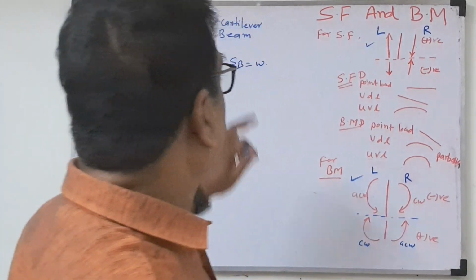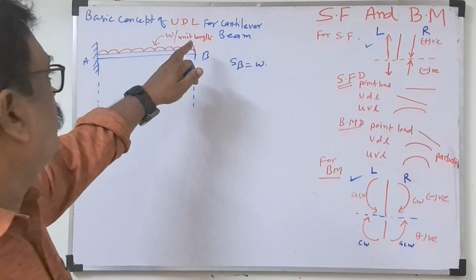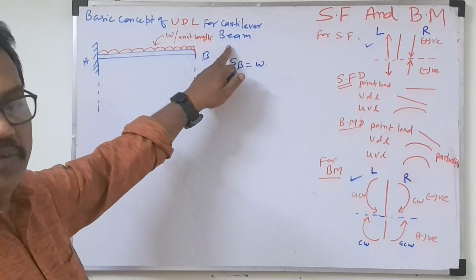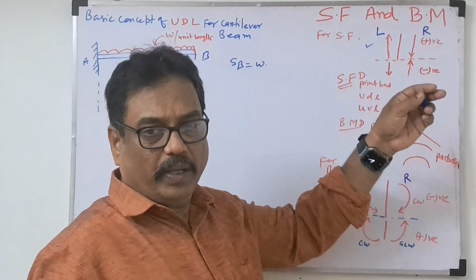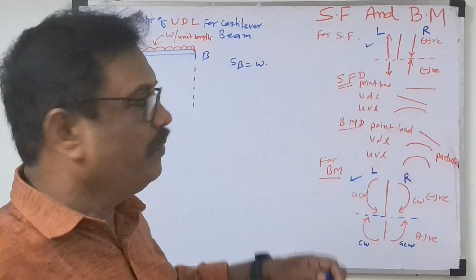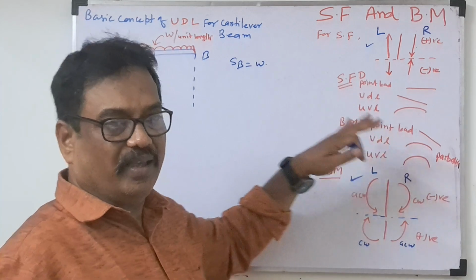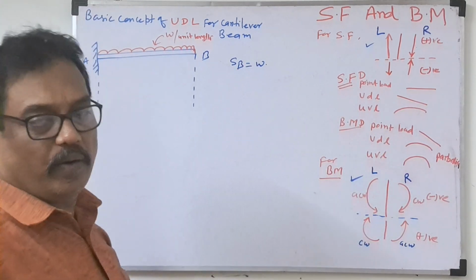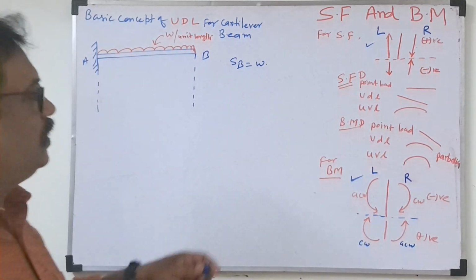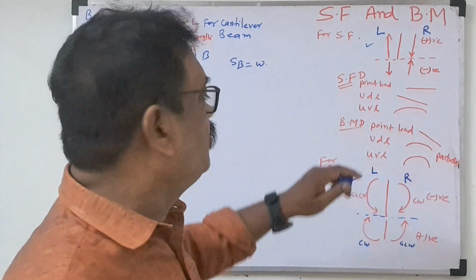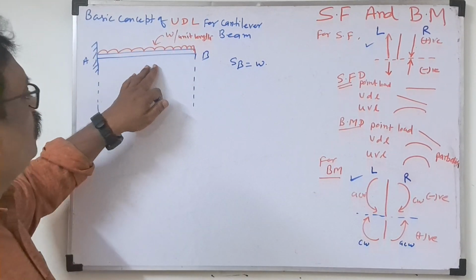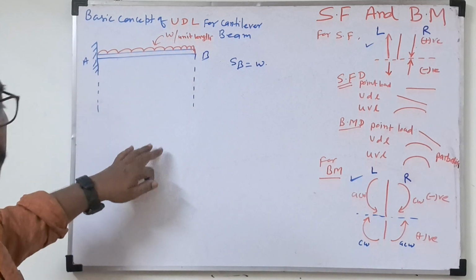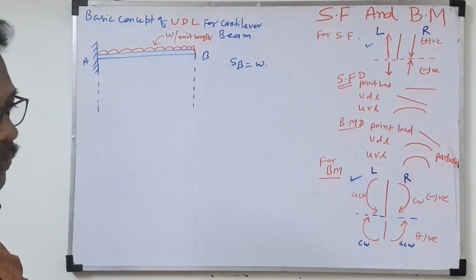Today we are going to discuss the basic concept of the uniformly distributing load for the cantilever beam. Before this video, shear force and bending moment, all the basic concept definitions we already discussed, and point load problems also I solved. So in that previous video, all the basic concepts will be there. So today what I am going to discuss here is how to find the shear force and bending moment diagram for the UDL, uniformly distributing beam.